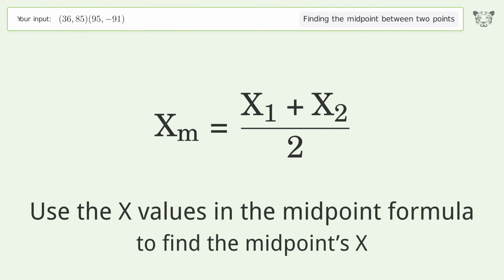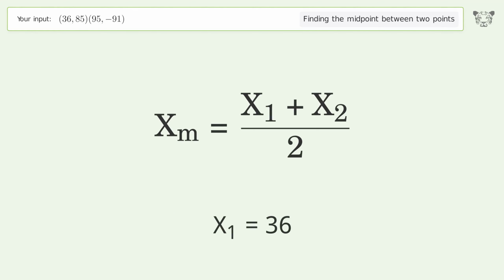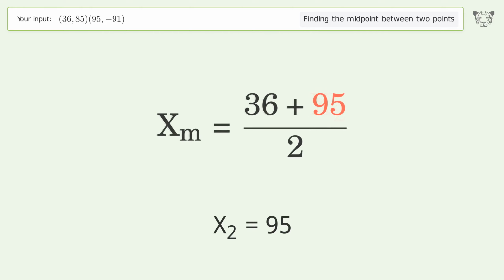Use the x values in the midpoint formula to find the midpoint's x. x1 equals 36. x2 equals 95. Simplify the arithmetic.